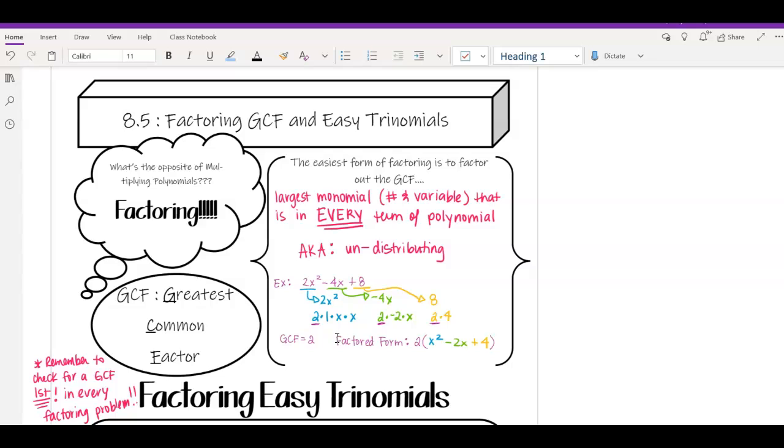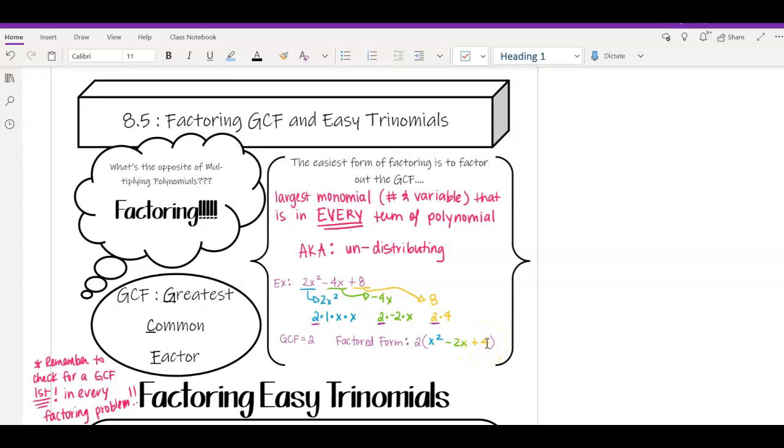When we go to write our answer, we're going to write it in factored form. And when we write it in factored form, we start with our greatest common factor on the outside. And then we write our parentheses, and everything else that is in each of the groups goes back inside the parentheses. So if you go back to my blue group, if I took out the 2, what's left is a 1 and an x and an x. So that's just x squared. In the middle group, if I take out the 2, what's left is negative 2 and an x. In the last group, if I take out the 2, what's left is the 4. So in my factored form, I have my GCF and then whatever's left on the inside.